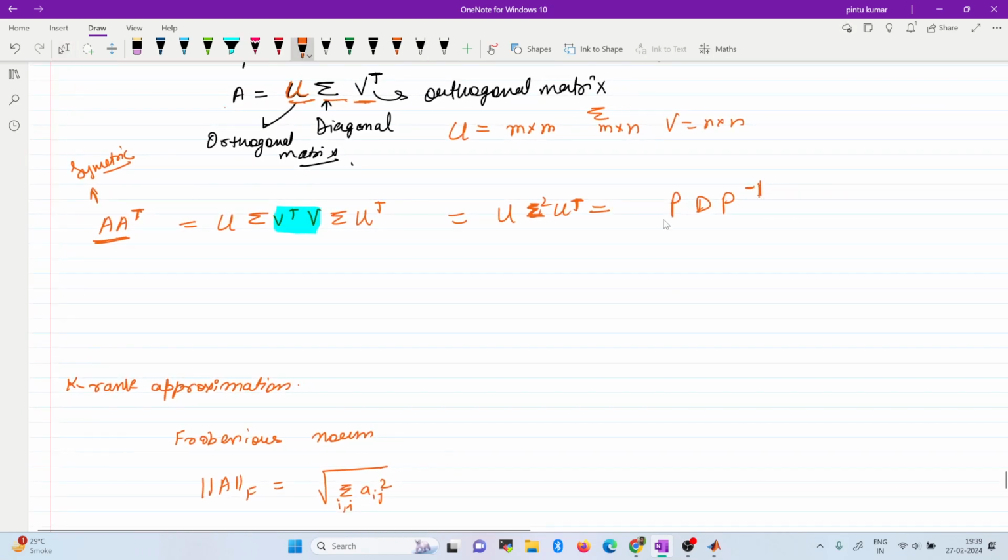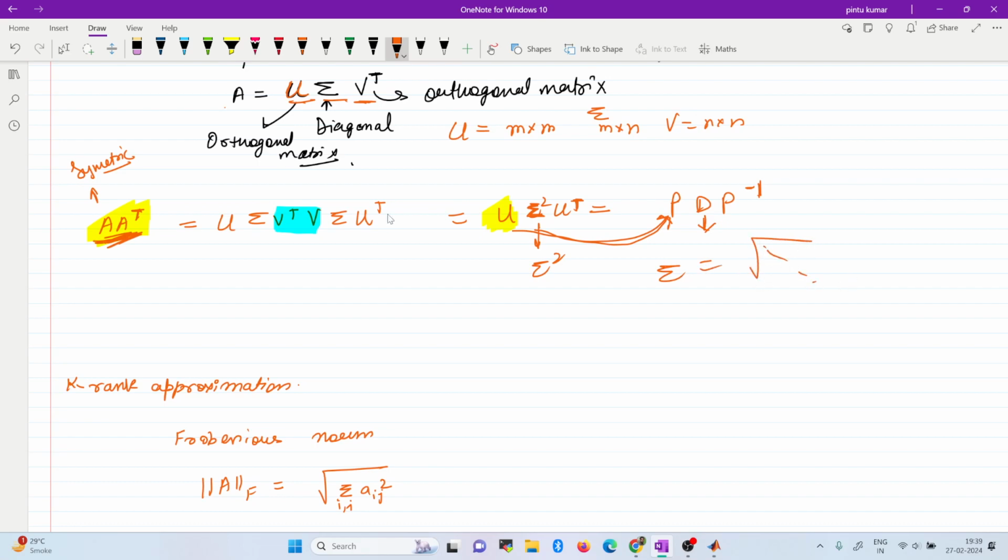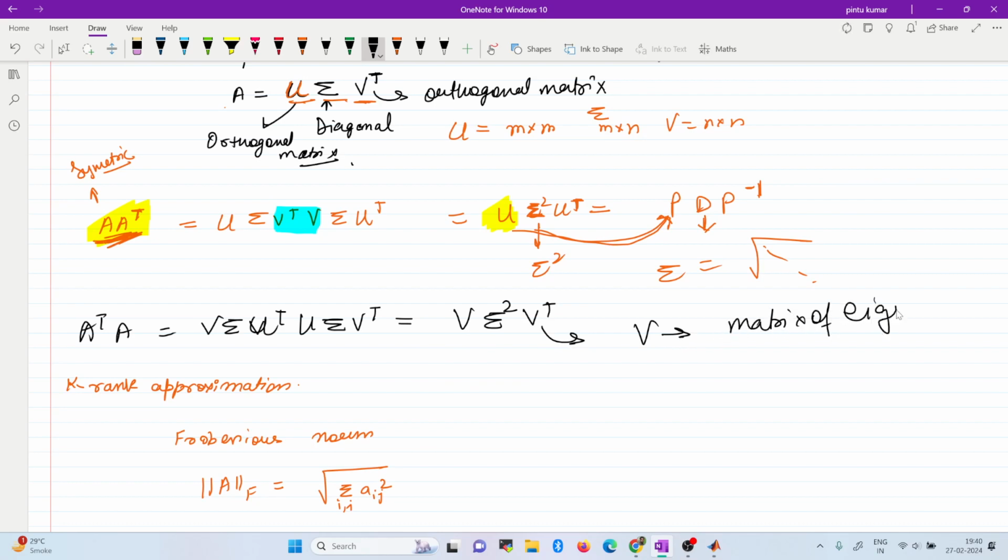How did we obtain P when we were doing eigen decomposition? These were eigenvectors of this particular matrix. So we can obtain U by stacking eigenvectors of AA transpose as columns, and we can obtain sigma square as the eigenvalue matrix. Then we obtain sigma by taking the square root of all the diagonal elements. We'll see with the help of an example that this will be clearer. Similarly, A transpose A is V sigma U transpose times U sigma V transpose, which is nothing but V sigma square V transpose. From here we can infer that V is the matrix of eigenvectors of A transpose A.